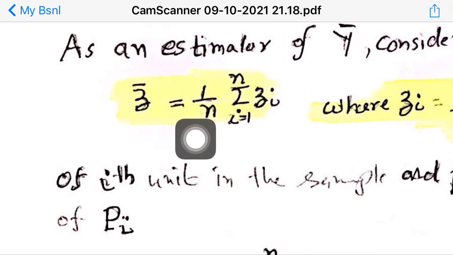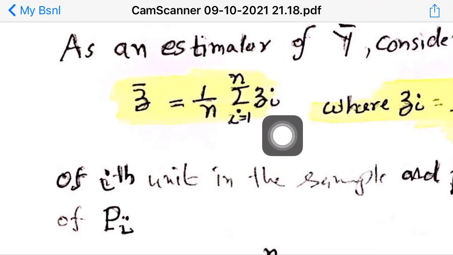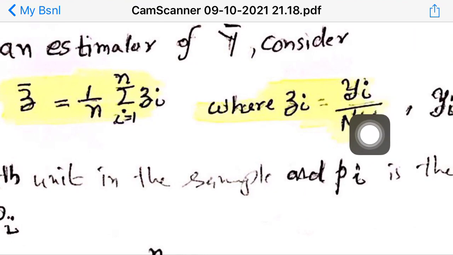Okay, z bar is equal to 1 by n into sigma i equal to 1 to n of Zi, where Zi is equal to Yi divided by n into Pi.